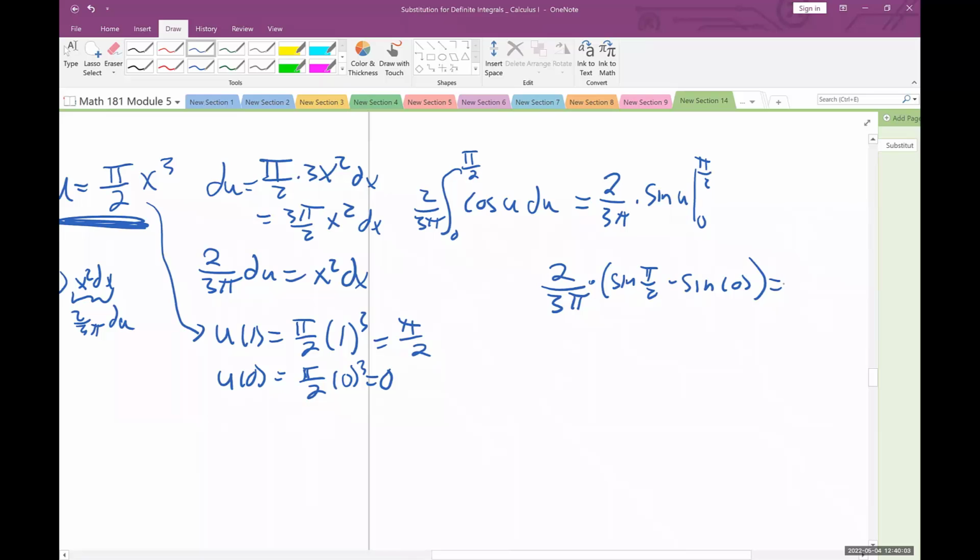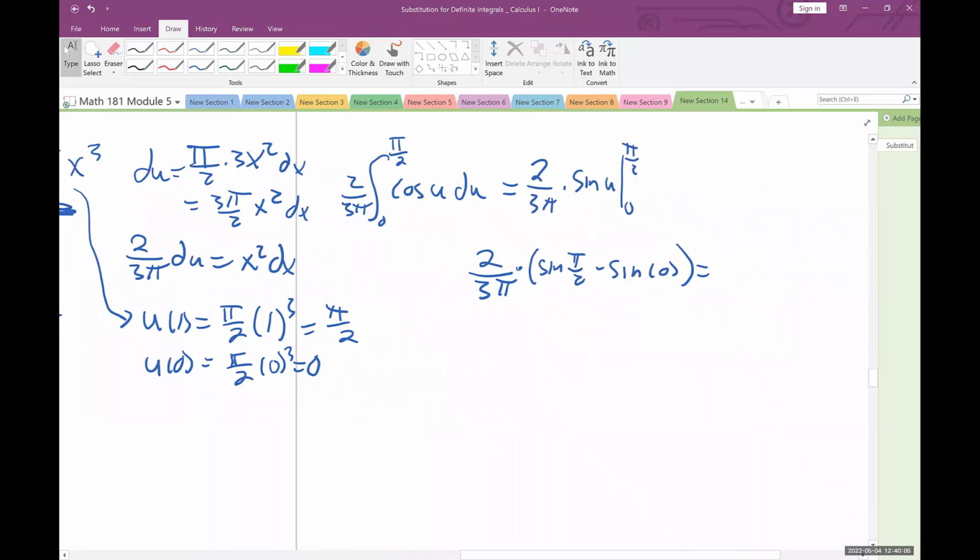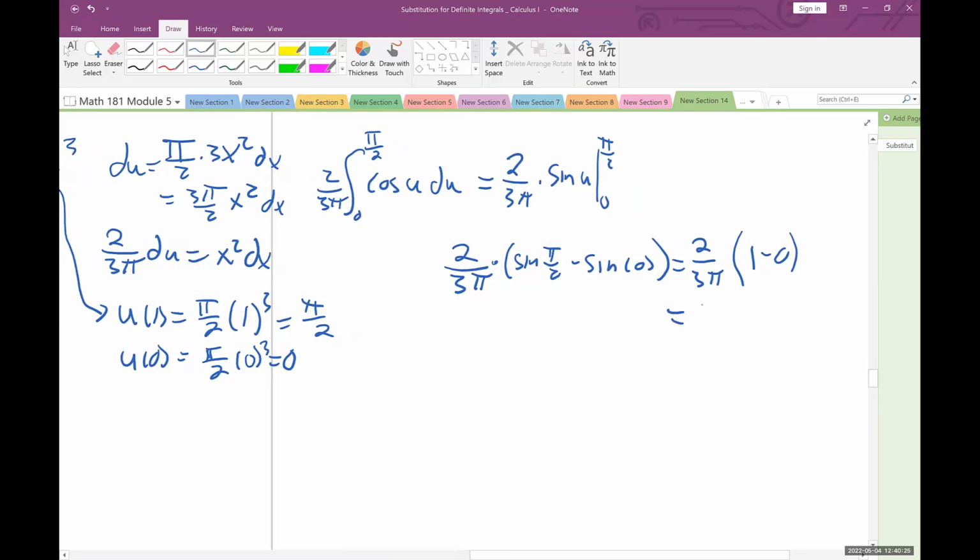Okay, here's a big question. Who remembers their pre-calculus days? Their trig days? What's sine of pi over 2? 1. It is 1. Very good. Sine of 0, what's that? 0. Very good. So our answer is just going to be 2 over 3 pi. That's it.